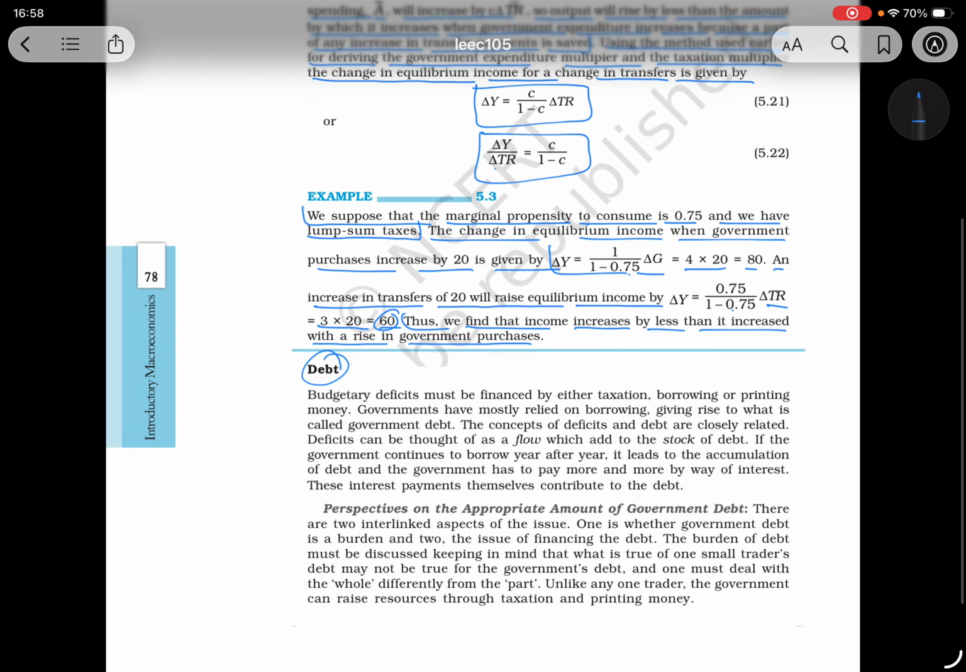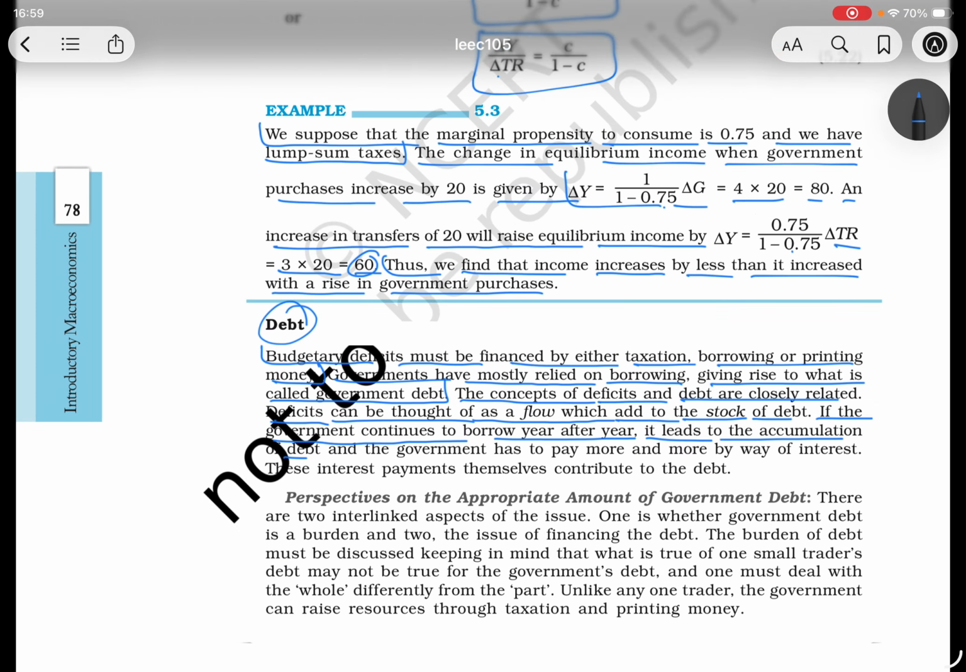Debt. Budgetary deficits must be financed by either taxation, borrowing, or printing money. Governments have mostly relied on borrowing, giving rise to what is called government debt. The concepts of deficits and debt are closely related. Deficits can be thought of as a flow which adds to the stock of debt. If the government continues to borrow year after year, it leads to the accumulation of debt and the government has to pay more and more by way of interest. These interest payments themselves contribute to the debt.